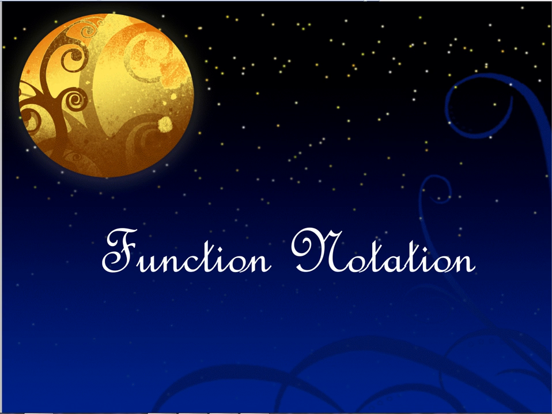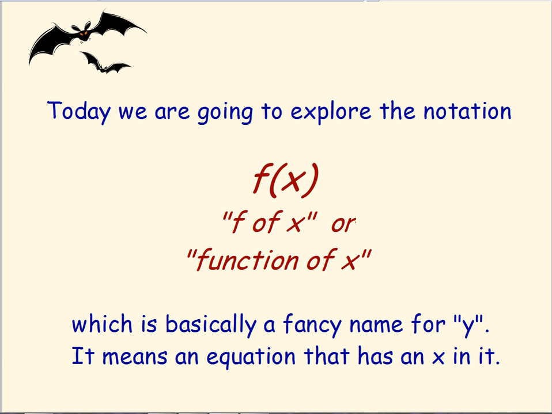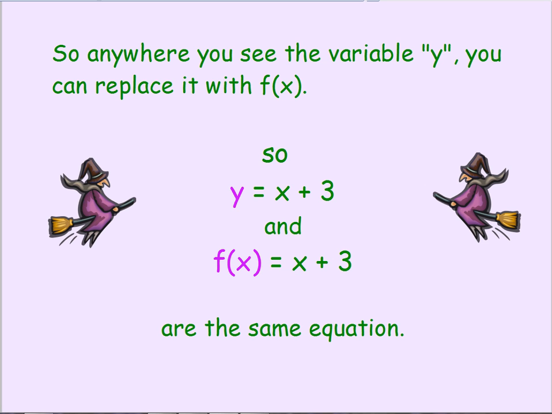Today we're going to talk about function notation. We're going to explore a brand new notation called f of x. We can also say function of x. That means an equation that has the variable x in it. F of x is basically a fancy name for y. So remember, f of x is going to go back and replace y in our equation. There's a little more to it than that, so let's get to it.